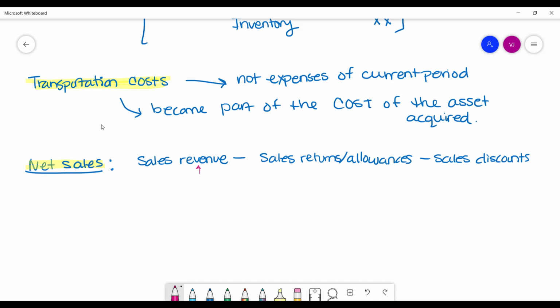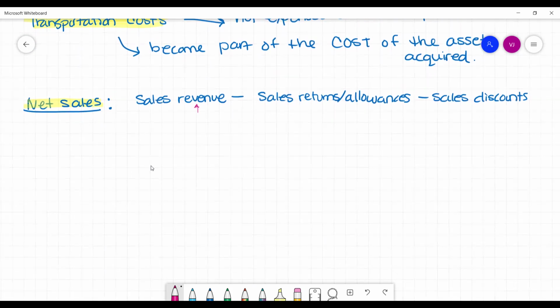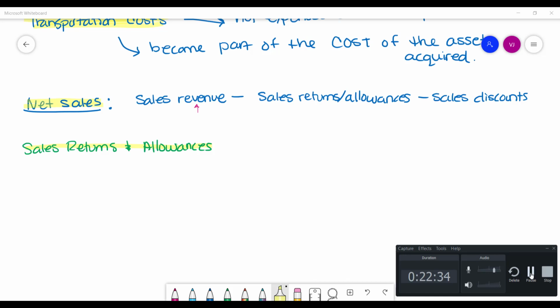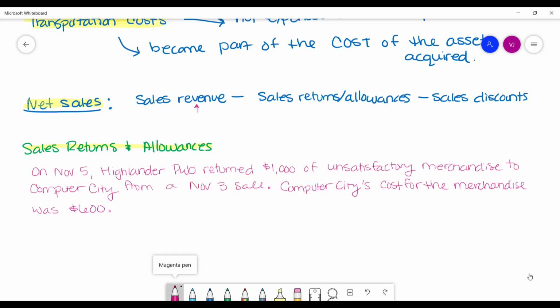So we're going to look at sales returns and allowances here as our next topic of conversation. Sales returns and allowances, and again, a natural part of doing business. A lot of companies allow returns and give store credit. All right, so to illustrate sales returns and allowances, let's look at this example.